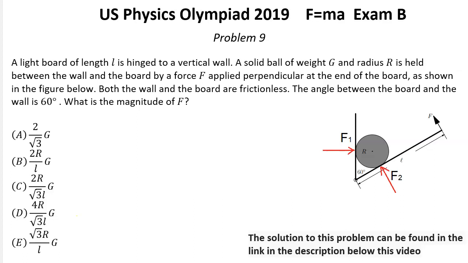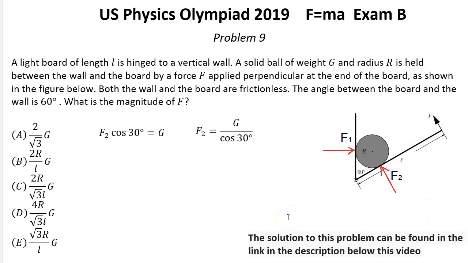In the vertical direction we have a static equation. F2 multiplied by cosine 30 degrees must equal the weight of this ball, G. It means that force F2 equals G over cosine 30 degrees. And now let's calculate force F. Force F and force F2 create opposite torques on the board.